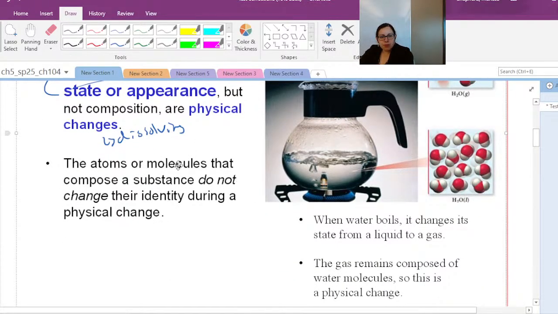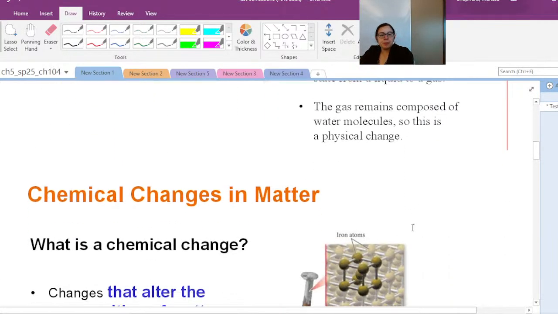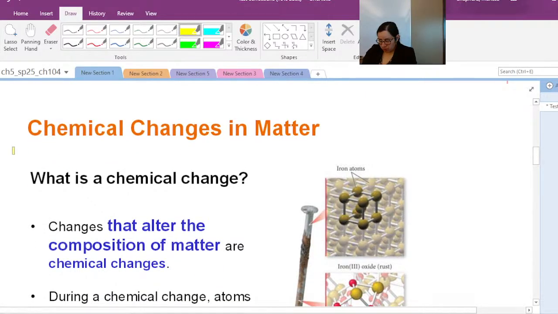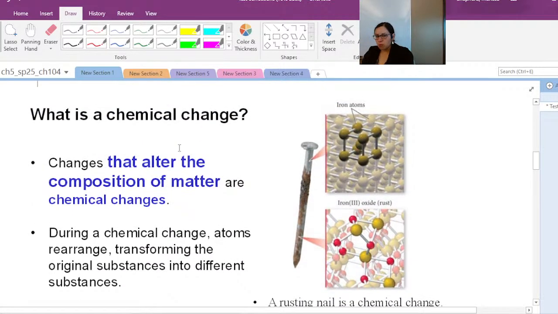So again, physical changes. Our atoms, our molecules do not change their identity. Same formula, they're just either dissolved or in a different state of matter. Now we're going to be focusing more on chemical changes, and not only what a chemical change is, but how to write it out properly, which you got a taste of last week in lab. That was a good lab for this, where you're looking at chemical changes and identifying your reactants and your products.